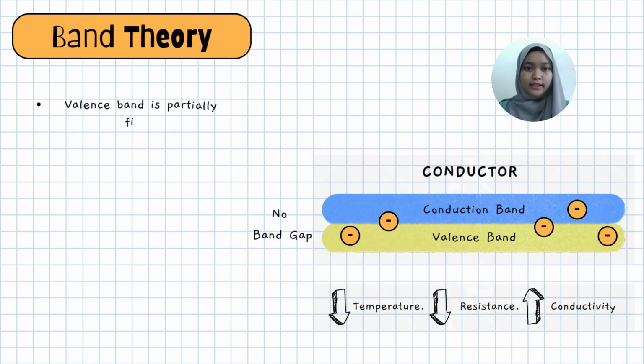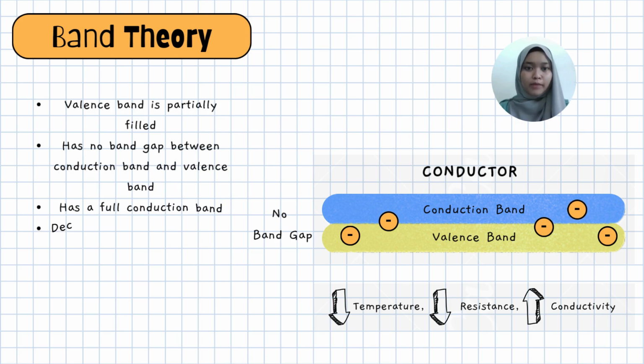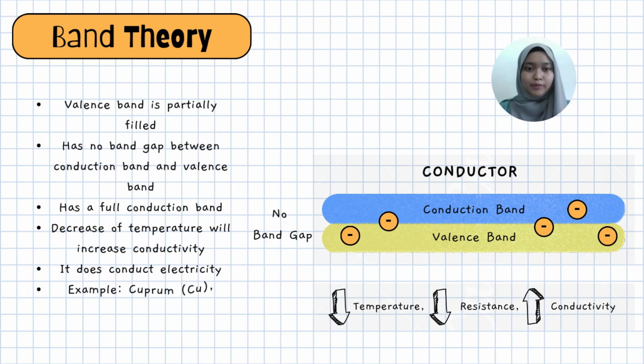Lastly, in conductors such as copper, there is no band gap. Actually, the valence and conduction bands are overlapping each other, which means electrons can move freely into the conduction band. This is why you may hear the term sea of electrons, which only means they are just moving around. In conductors, electrons receive energy from the applied electric field, while decreasing temperature reduces collision, thereby increasing conductivity.